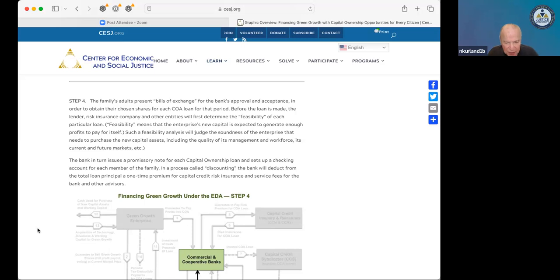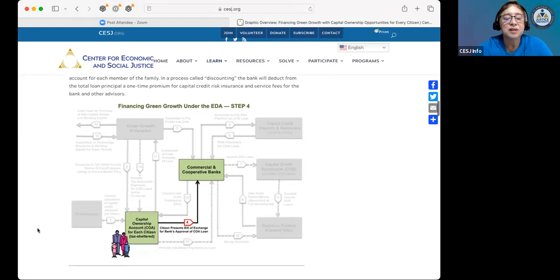Why don't you lift that diagram so people can see the full diagram, right?